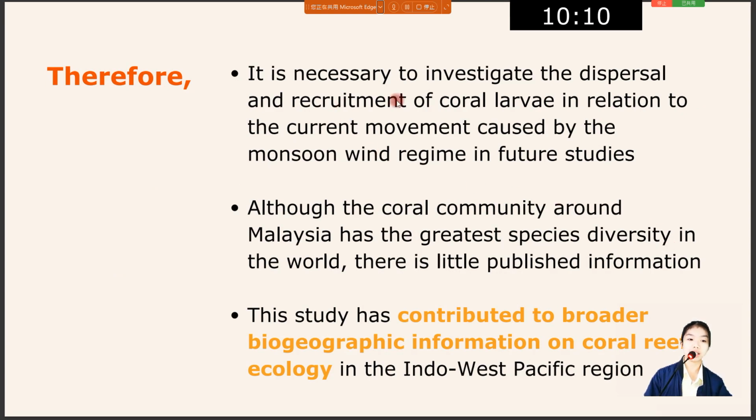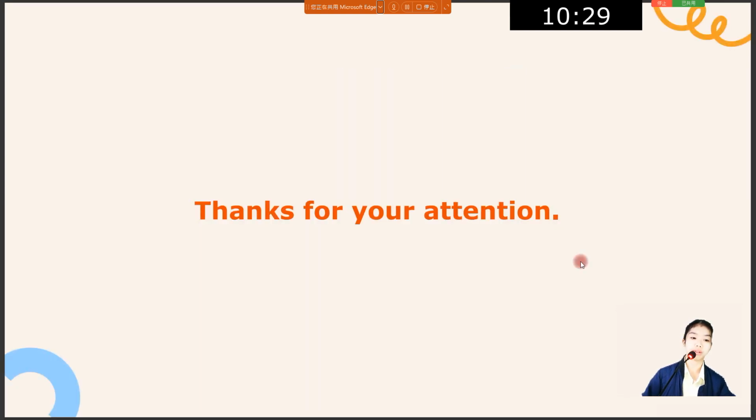Therefore, it is necessary to have research about the relationship between the monsoon wind and coral reef diversity. Then hopefully this study contributed to broader information on coral reef ecology and for future use as well.